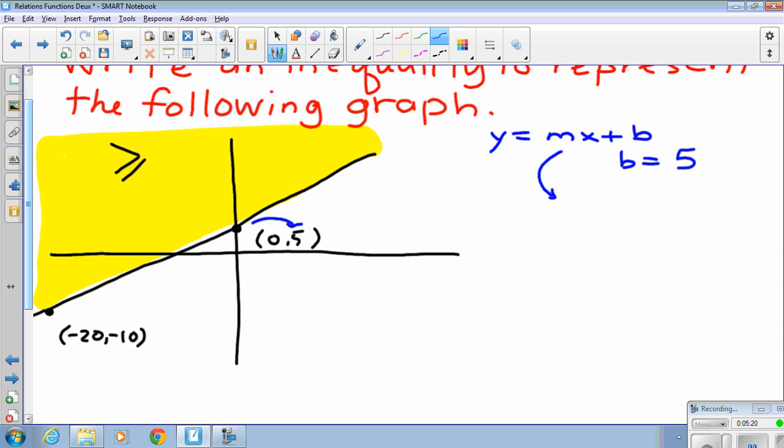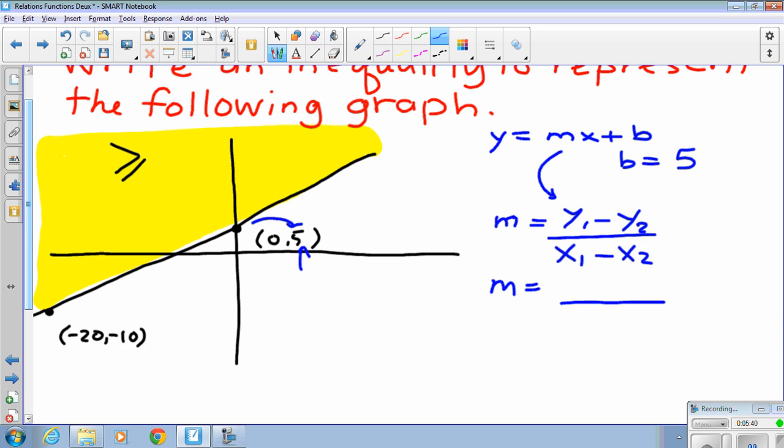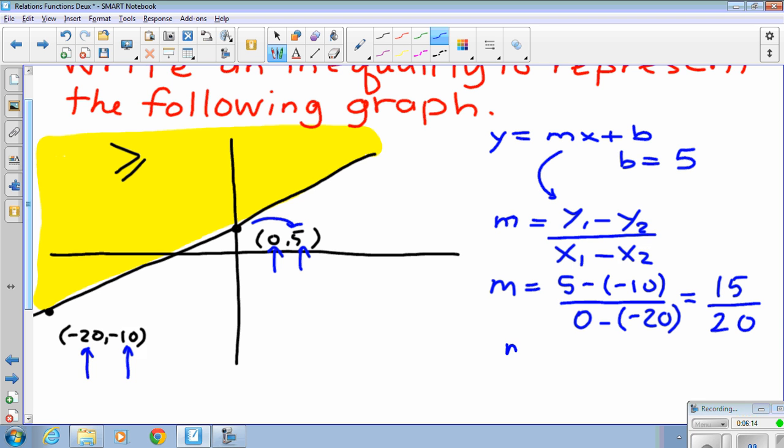My slope, we're going to work with that equation again. The slope is the y's subtracted over the x's subtracted in the same order, rise over run. So if I look at my graph, it identifies 2 points for me. I'm going to look at my y's first. I have a 5 and a negative 10. So that's 5 minus negative 10. Now I look at my x's: 0 minus negative 20. We can simplify this fraction. 5 minus negative 10 is a positive 15. And then 0, take away negative 20, is a positive 20, which tells me I have a slope that is, in lowest terms, a positive 3/4.